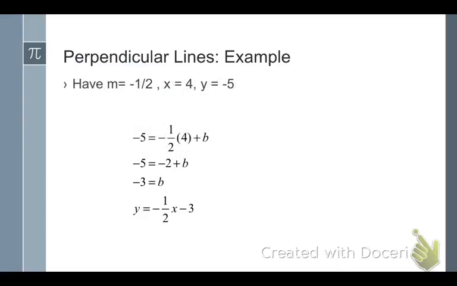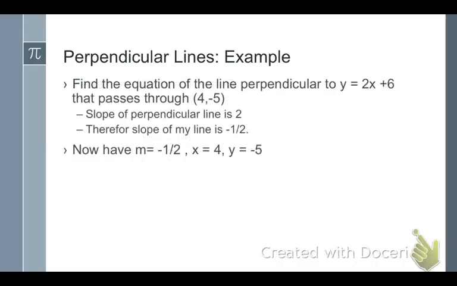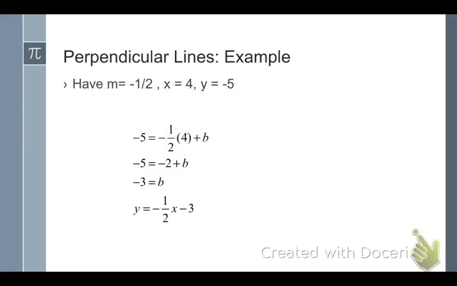So notice I'm not going back to that +6 at all. I should have just crossed that off. I don't need that +6. I just use the 2, and then I forget about the line they gave me. I use the 2 to get the -1/2 for the slope, and the point I plug in. y is -5, x is 4, and I get y equals -1/2 x minus 3. And again, my answer is in the form of an equation of a line.